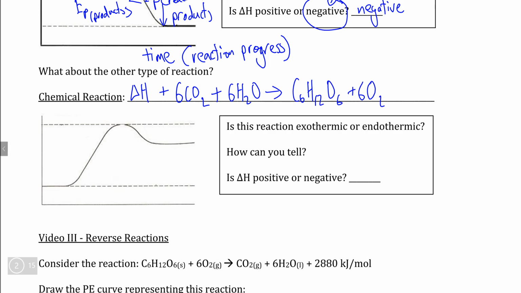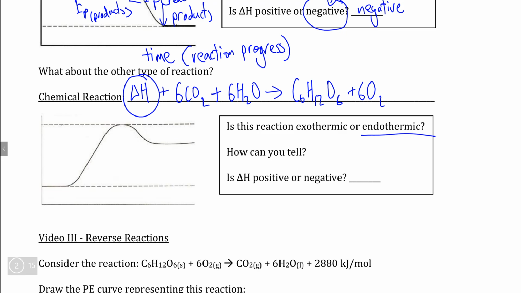So here, we can see that this is an endothermic reaction because delta H appears in the reactants here, which means that energy is absorbed by this reaction, and carbon dioxide and water use that energy to combine together in order for plants to produce sugar.